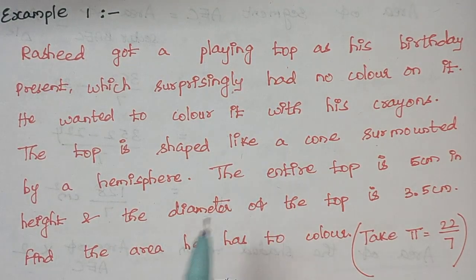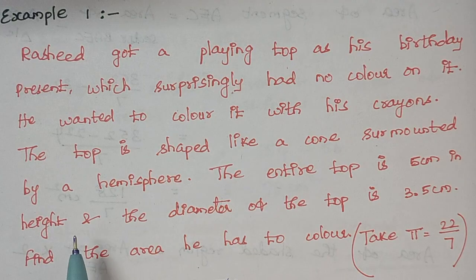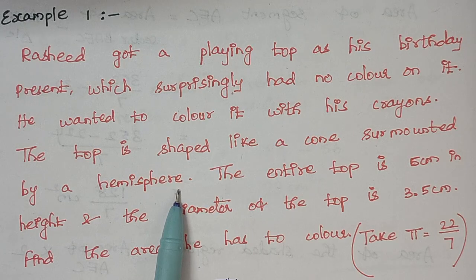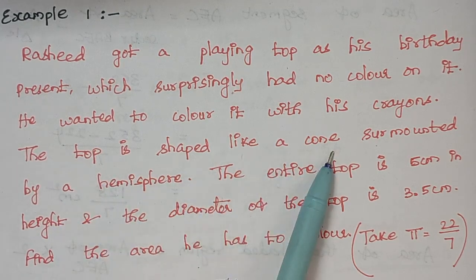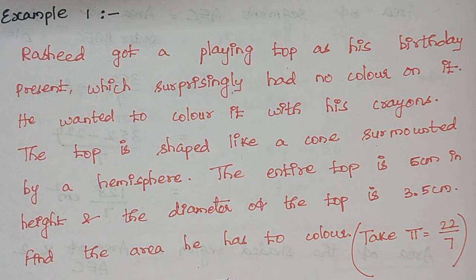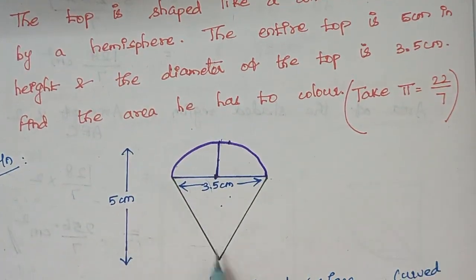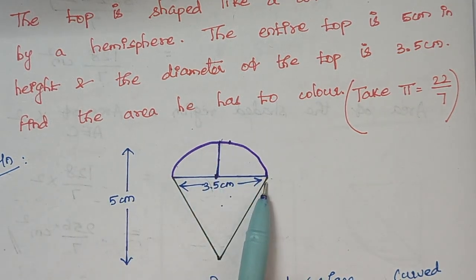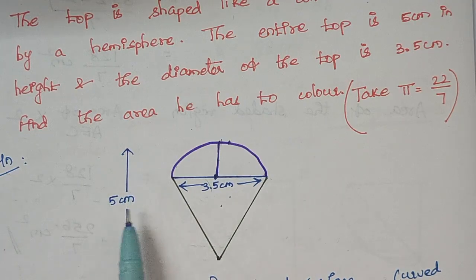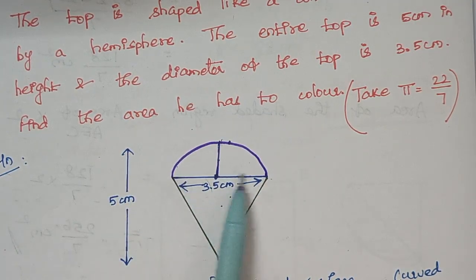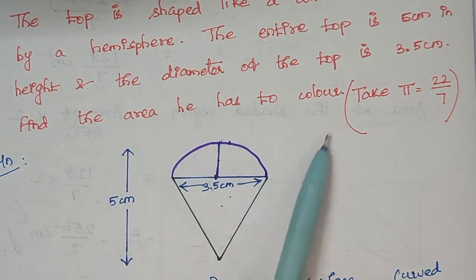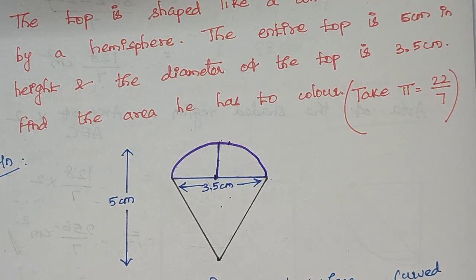So here in this case you see, we are having two shapes, right? One is a cone and another one is a hemisphere. So the top is shaped like a cone surmounted by a hemisphere, right? So here the height is 5 centimeter and the diameter of the top is 3.5 centimeter, right? So area he has to color. Obviously we have to color the cone as well as the hemispherical area, right?